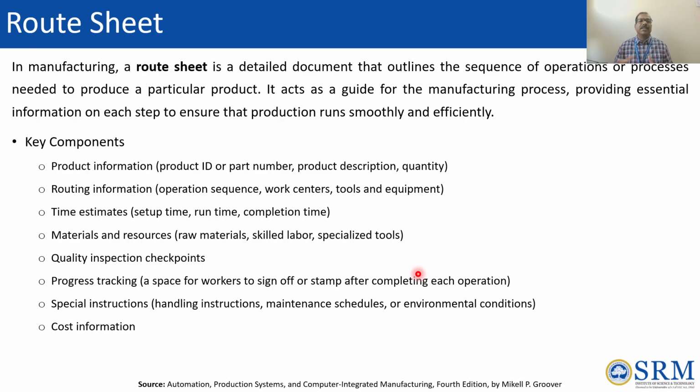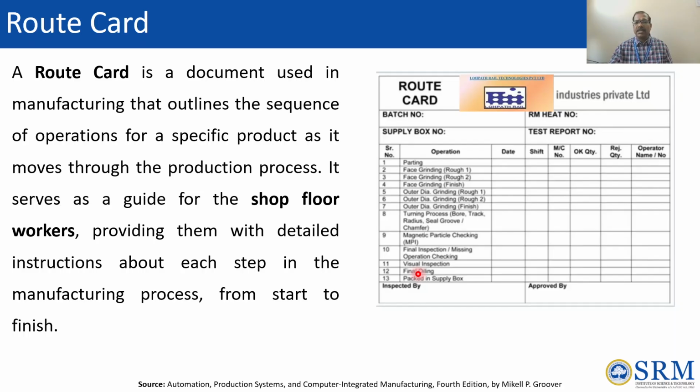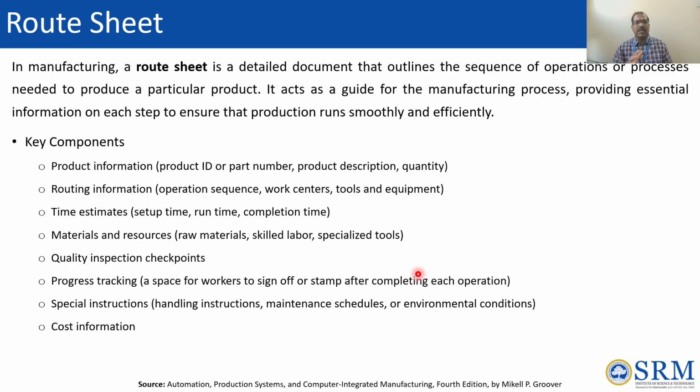Then progress tracking, where workers sign off or stamp after completing each step. Each time, the previous step may be inspected or approved by someone, with a signatory and location recorded. So it is like progress tracking. One after another, they will be checking, and by seeing that particular sheet itself, they'll understand that this kind of process has been completed as of now, and like that they can track.